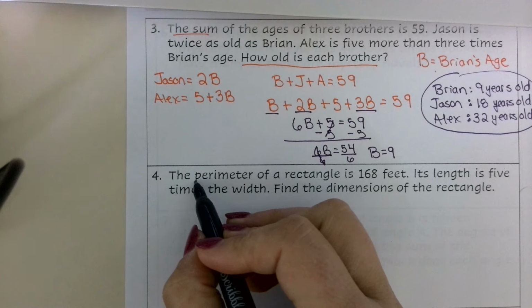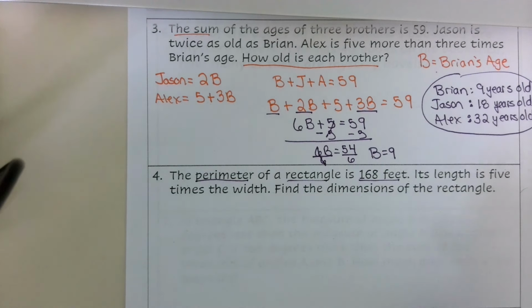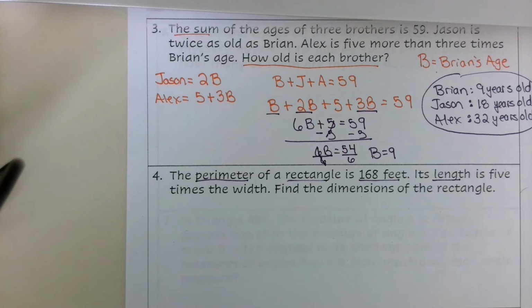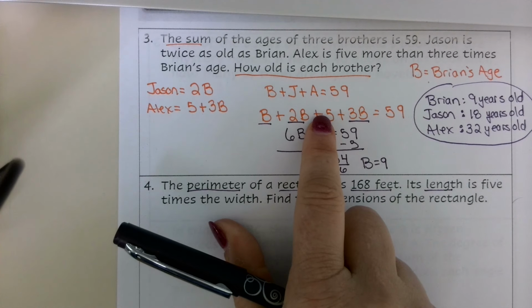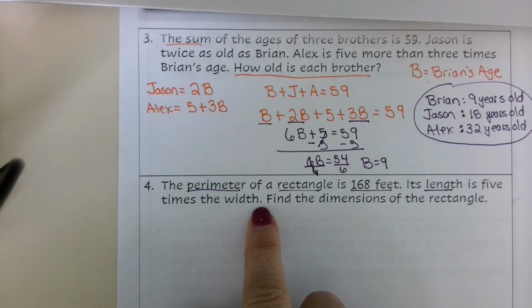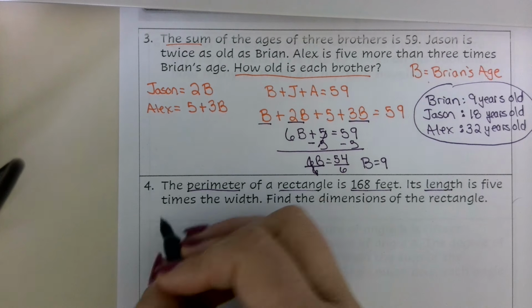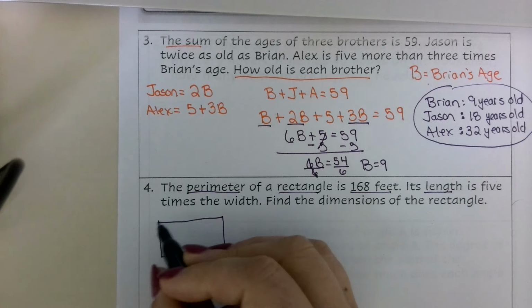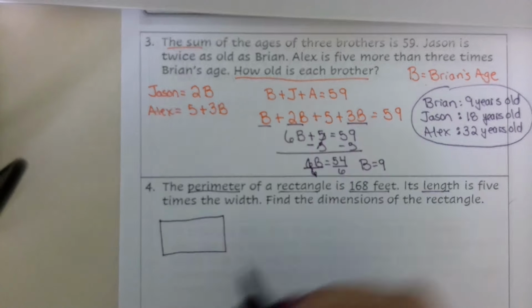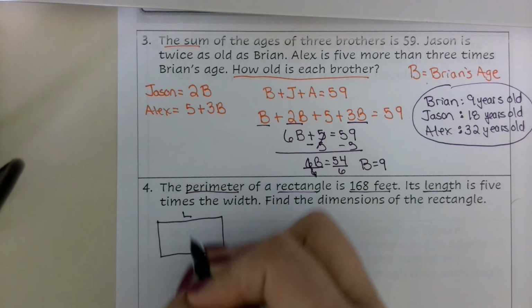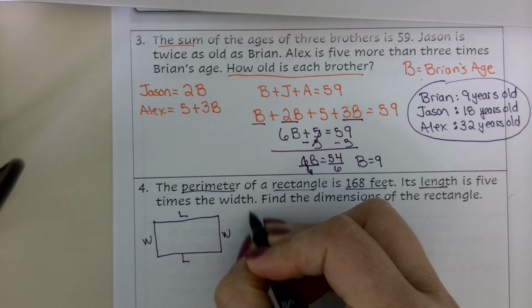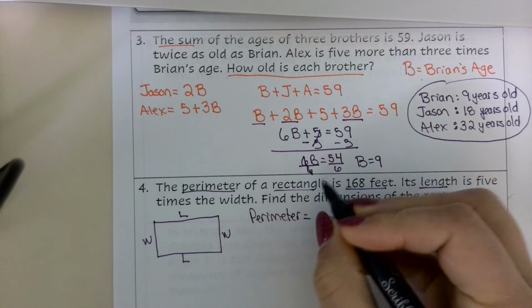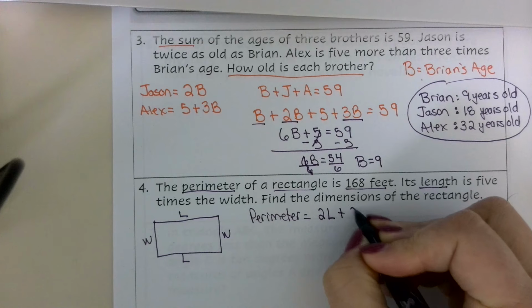The perimeter of a rectangle is 168 feet. Its length is 5 times its width. Find the dimensions. This is a similar problem to here. I'm trying to set up an equation, but one of the variables I've got to write in terms of the other variable. So whenever I have any shape, I'm going to draw a rectangle. And remember, the perimeter is the around. So with perimeter, this is length, we'll just call width. To get my perimeter, I'm going to add 2 of the lengths plus 2 of the widths.